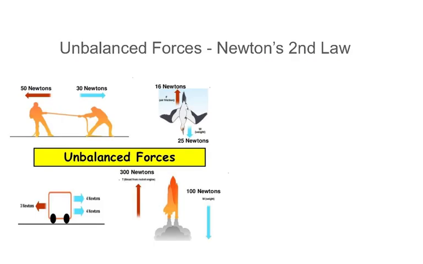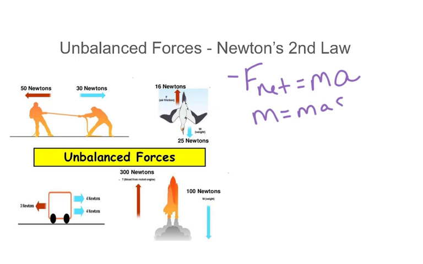All right. Unbalanced forces is when Newton's second law applies. So Newton's second law says that the net force acting on something is equal to its mass times its acceleration. Remember that net force just means the overall force acting on it. M in the equation stands for mass, not meters.